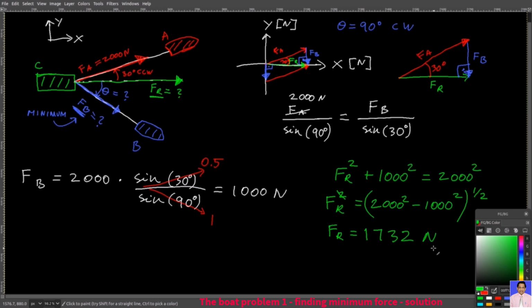1732 newtons. And there you go, you have your theta, you have your FB, and your FR, and both of your conditions are met. Your FB is minimum, and your FR points in the positive x direction.